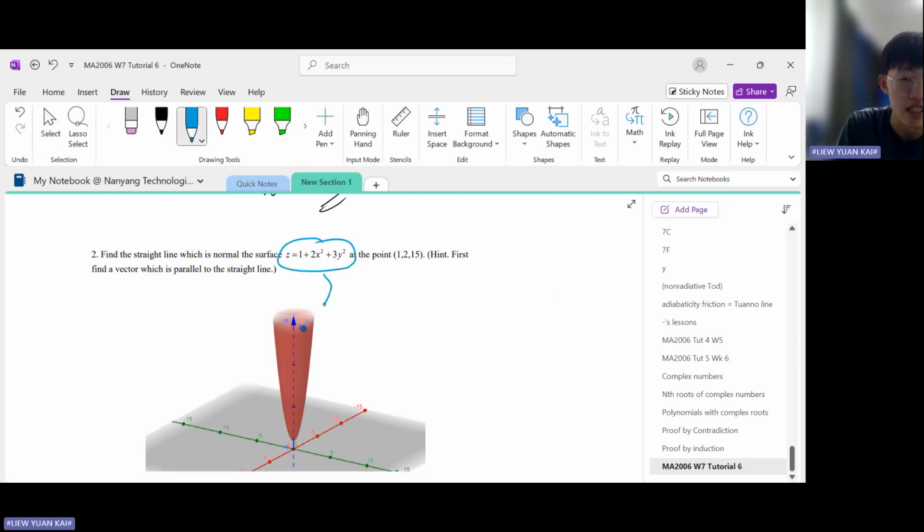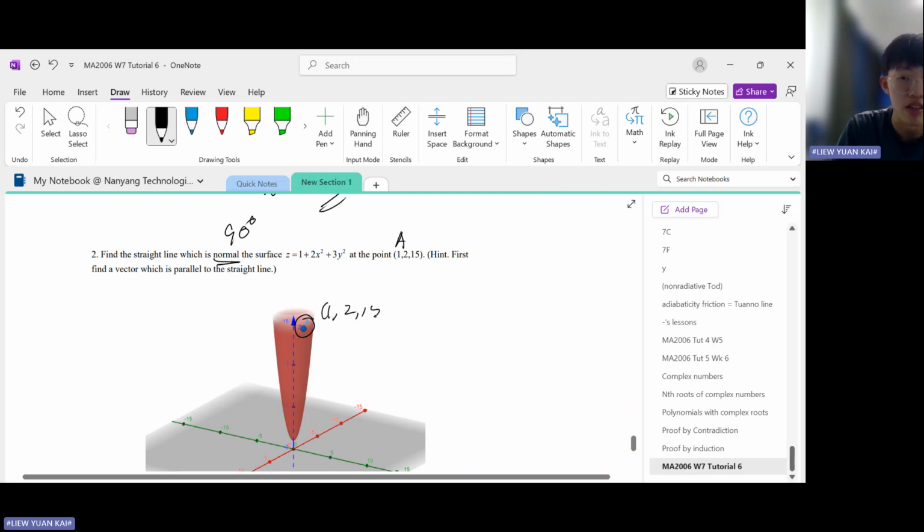So what they want you to find is a parallel normal. Okay, normal means 90 degrees to the surface at this point. So I already labeled this point here, which I labeled as A. Okay, so this is a point 1, 2, 15. So we want a straight line which is normal to this surface, meaning 90 degrees. I hope you can see that this is 90 degrees. Normal to this surface, passing through this point.